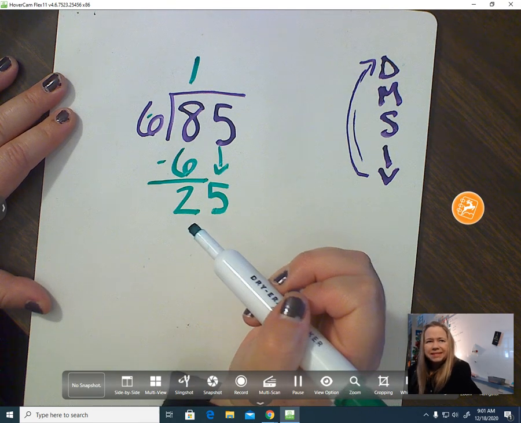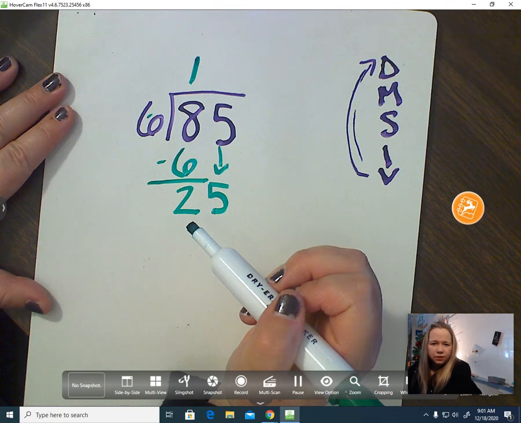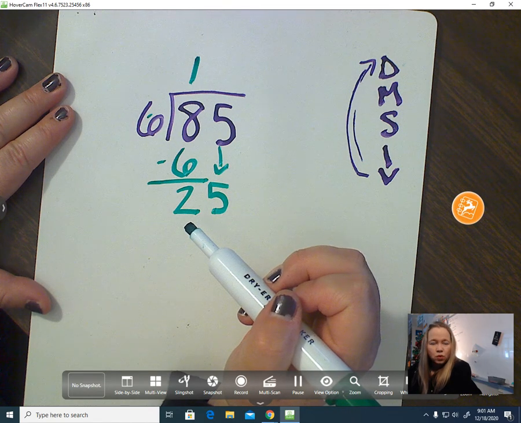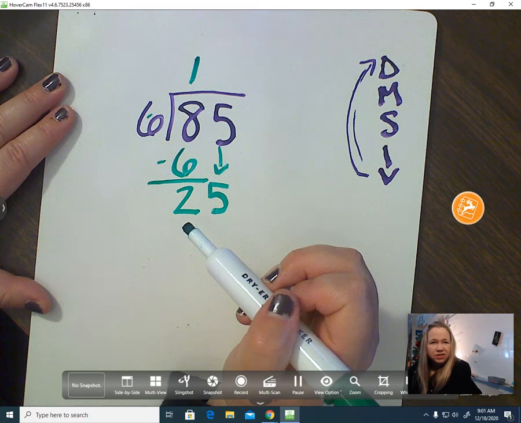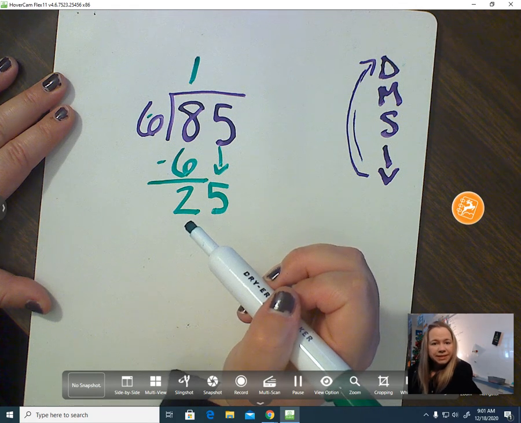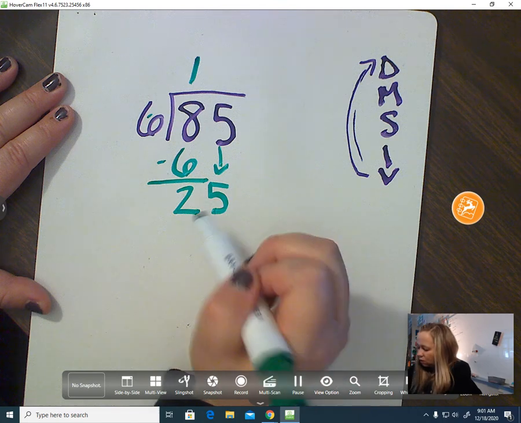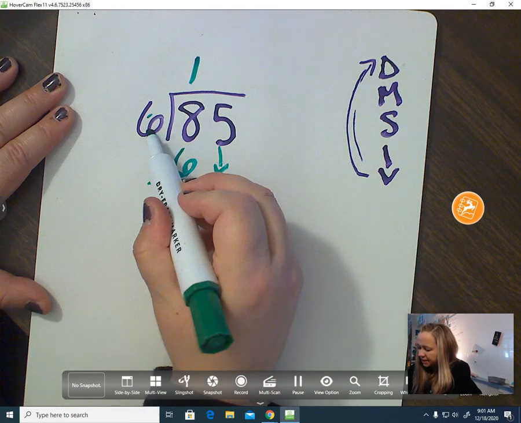Well, what times 6 will get me close to 25 without going over? 6 times 3 is 18. 6 times 4 is 24. 6 times 5 is 30. Oh, that's too high. So I have to go with 6 times 4. Where do I put the 4? 25 divided by 6, it goes up.